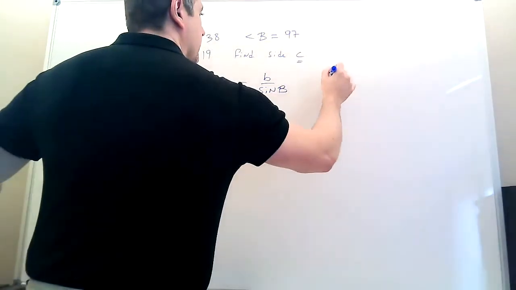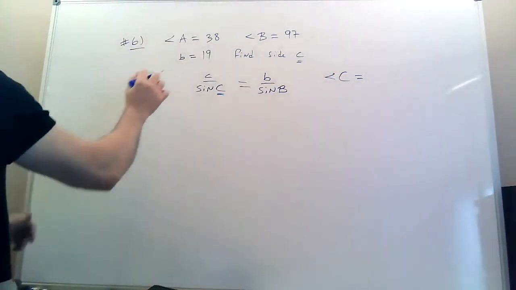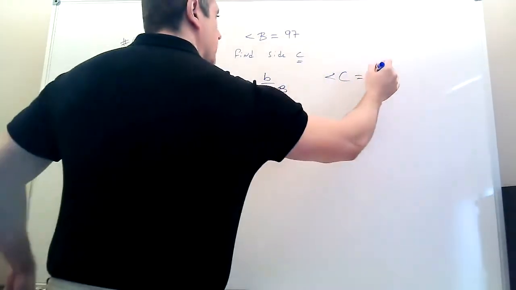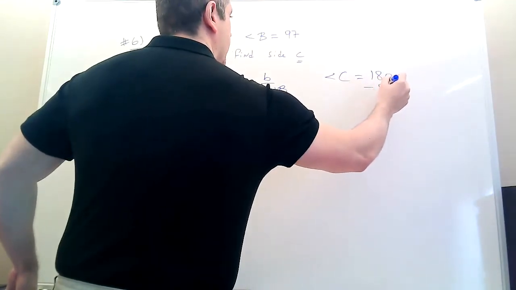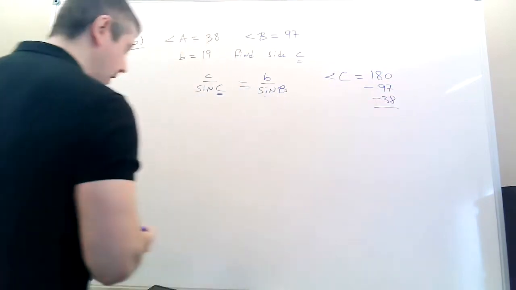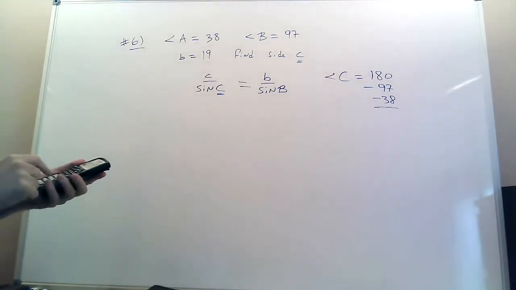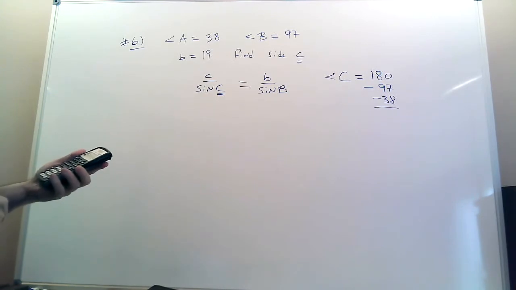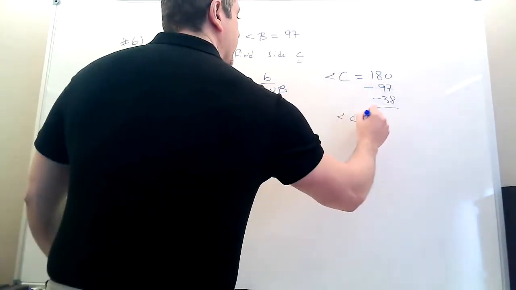So unfortunately, I got to do a little bit of side work here. I know that all three angles make 180. So I have to figure out C by taking 180 and subtracting angle A and B. That's going to tell me what angle C is. Listen, you have to do this. You want to do it in your head, do it in your head, but I wouldn't. I would do it on the calculator. So I got 45. Ooh, a nice angle. So angle C is 45 degrees.